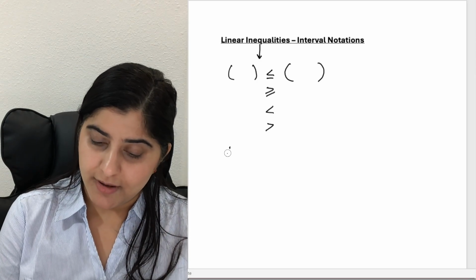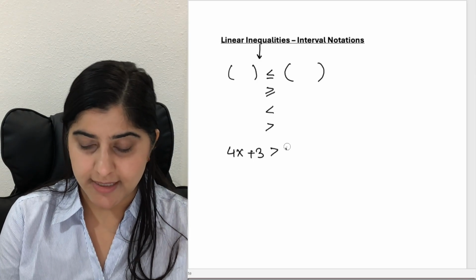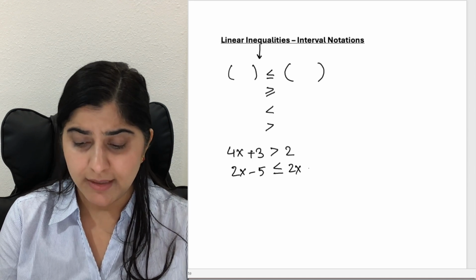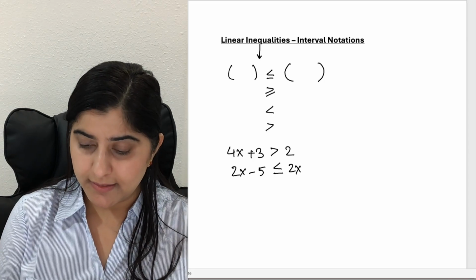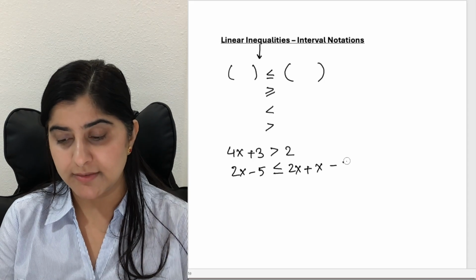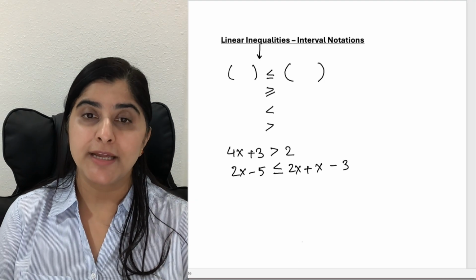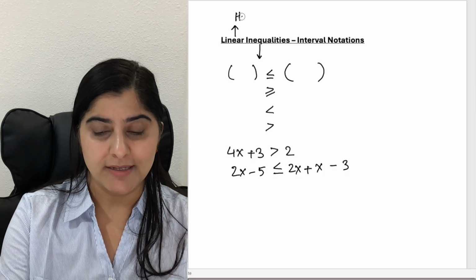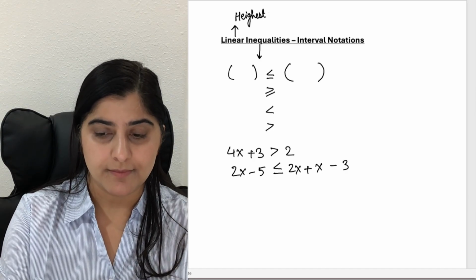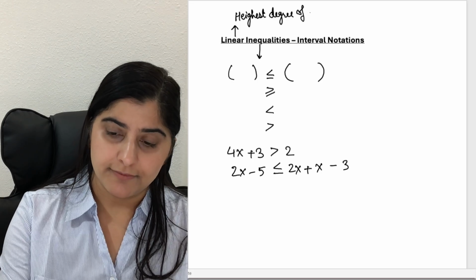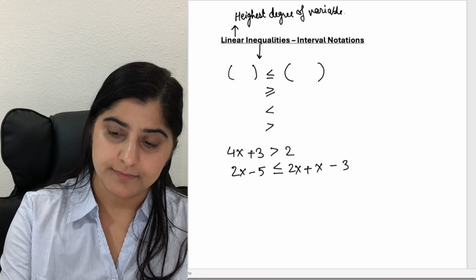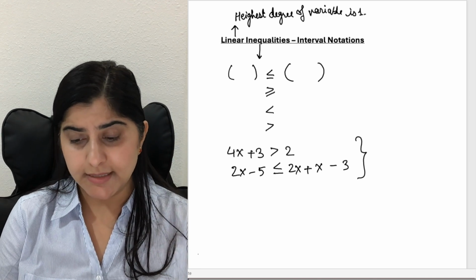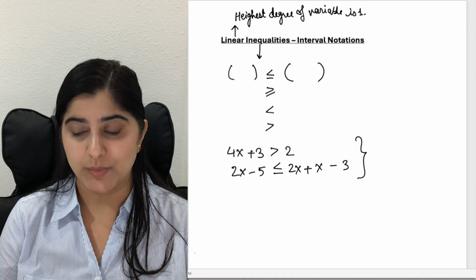For example, 4x plus 3 is greater than 2, 2x minus 5 is less than or equal to 2x plus x minus 3, something like that. So these are all inequalities, and linear means the highest degree of the variable has to be 1. So these are linear inequalities because the highest degree of x is 1.